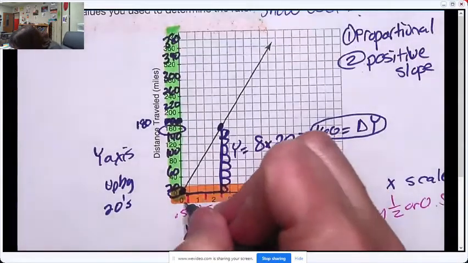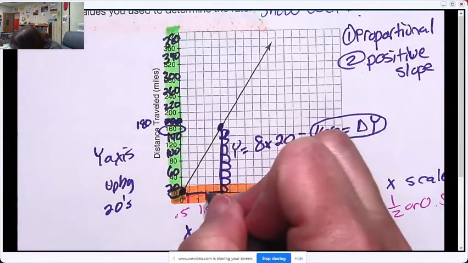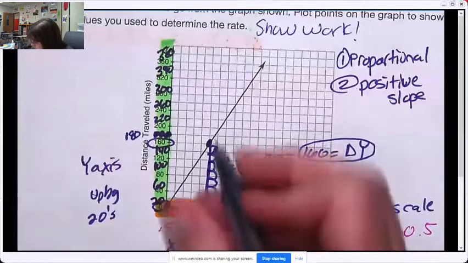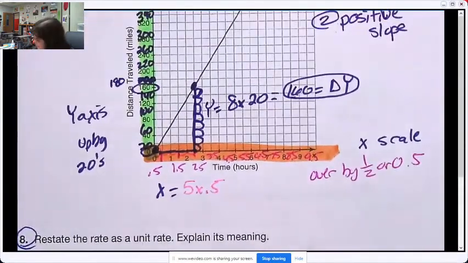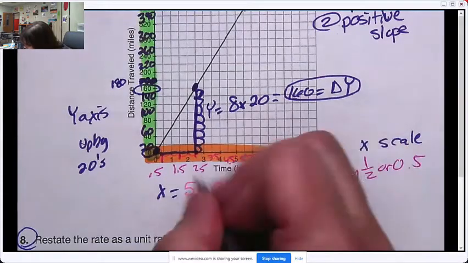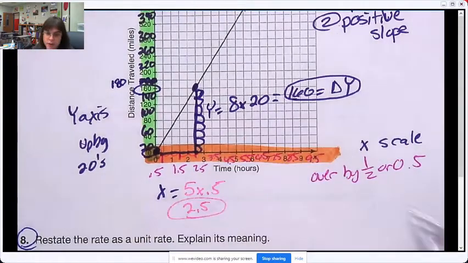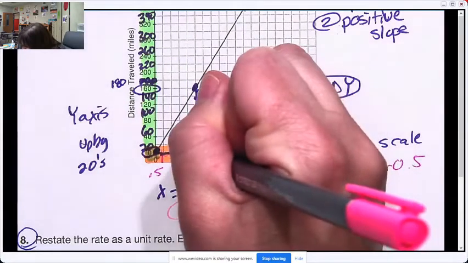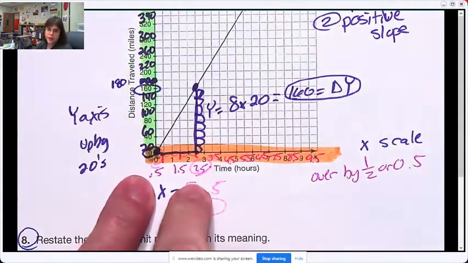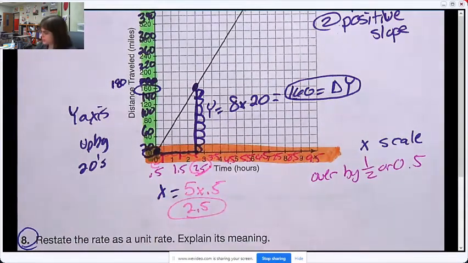So I know this is 1, 2, 3, 4, 5, right? So I know it's 5 times 0.5. So that's going to give me 2.5. And a lot of you might have already seen that and said, Mr. Al, this is already 2.5 because this is directly variated. It's proportional. So I already know that this is going to be my change in x.